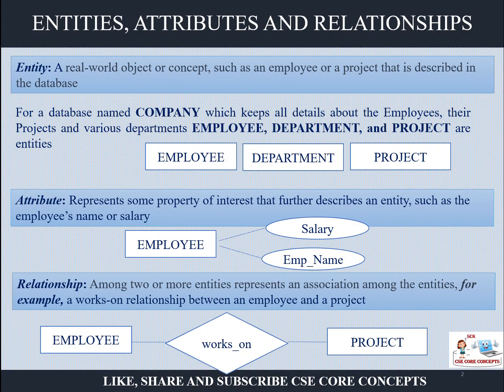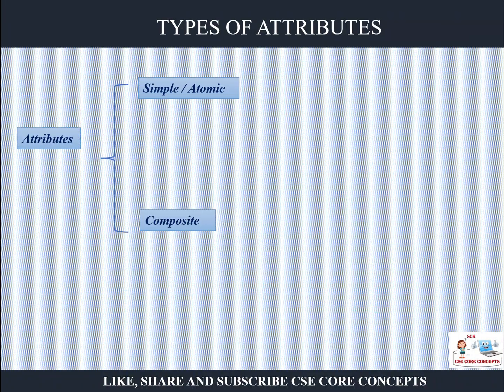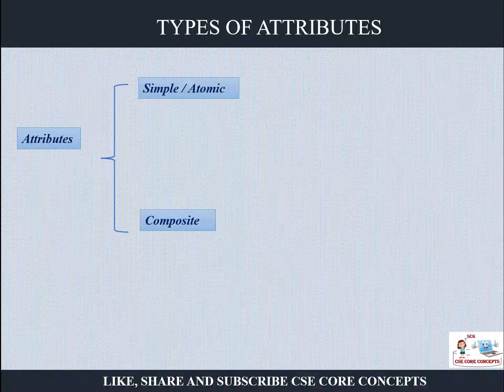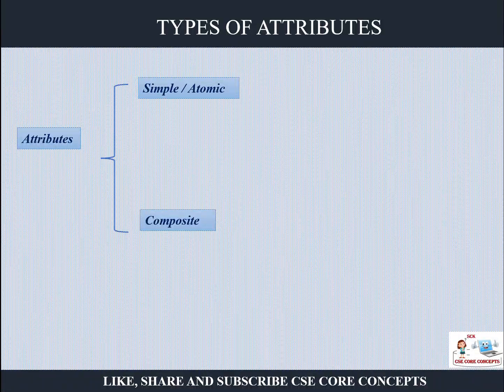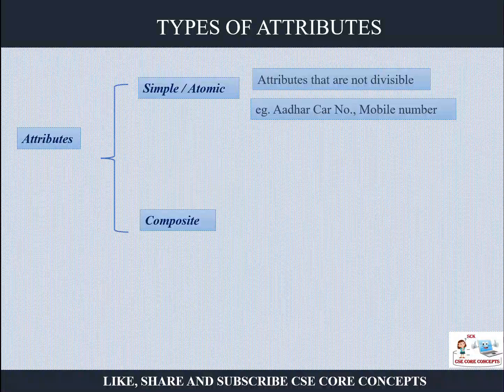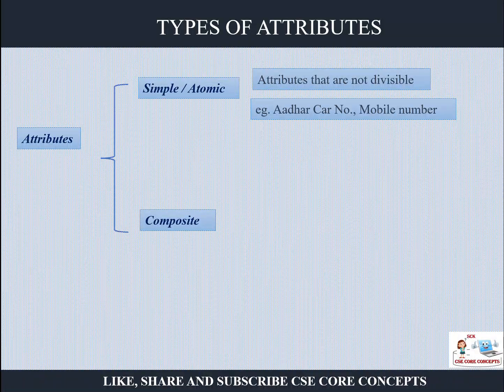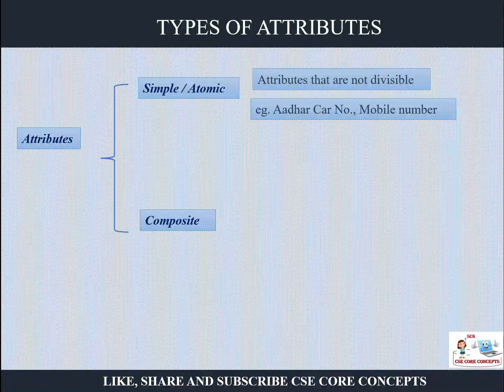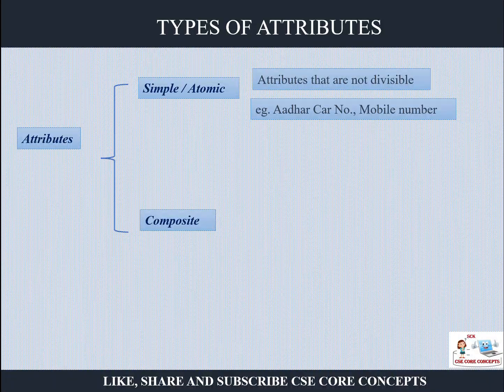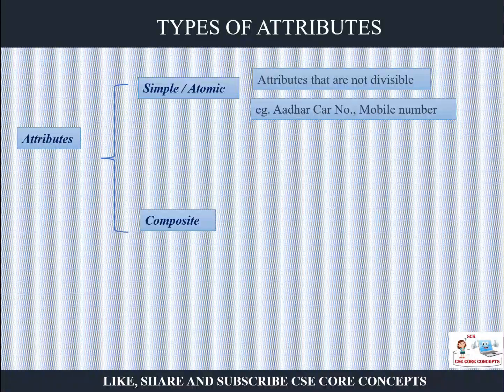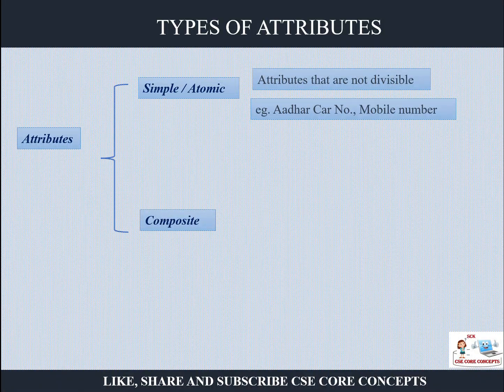Now, for the attributes which we have, like salary, employee name and so on, there can be different types of attributes. First is a simple attribute, also called an atomic attribute, that is not divisible. Let's say an Aadhaar card number or a mobile number. You are not going to break the mobile number into parts. It is a single full number.